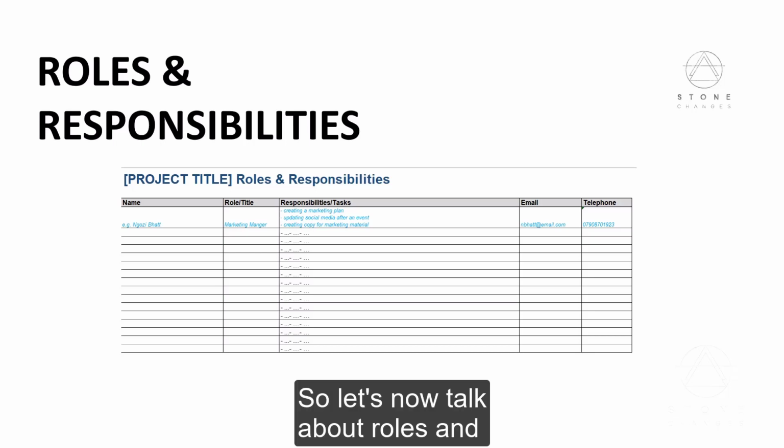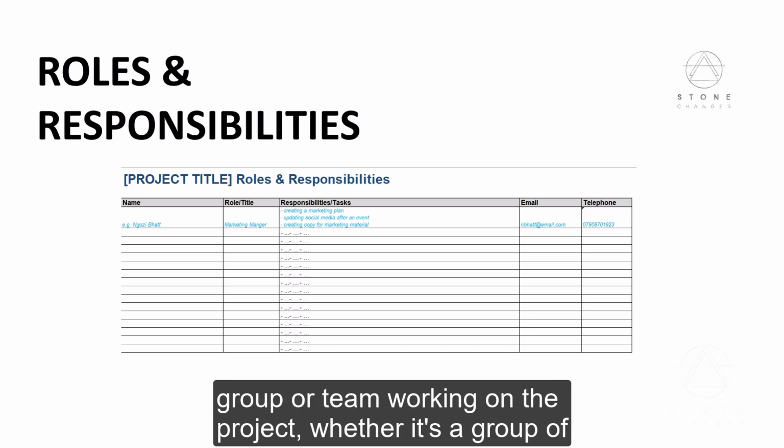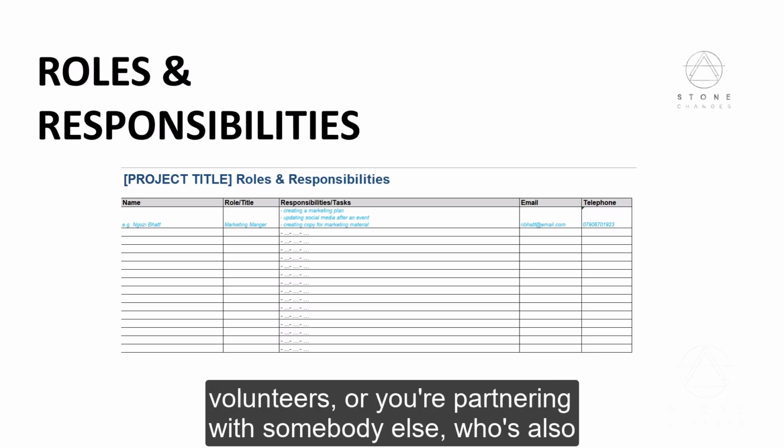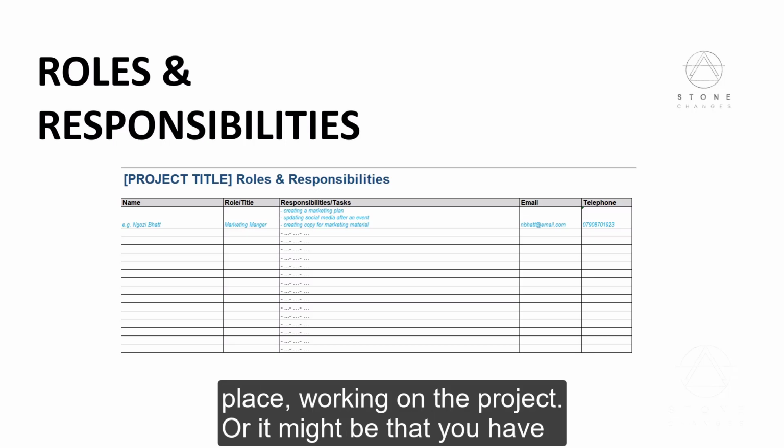So let's now talk about roles and responsibilities. Now, this is more relevant if you have a group or a team working on the project, whether it's a group of volunteers or you're partnering with somebody else who's also working on it with you, or you have a team, employees in place working on the project.